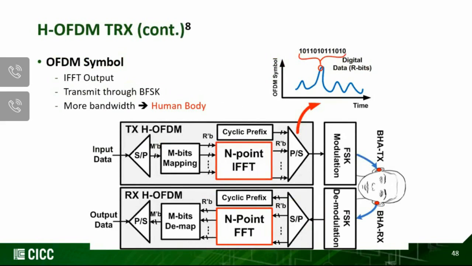The way it works in the hybrid OFDM or pseudo OFDM is, as I said, you use the baseband OFDM signal generated and then transmit it through the conventional FSK modulation. So each data bit over here has one wider bandwidth, and the human body can sustain that. On the receiver side, you're going to do the FSK demodulation and do the baseband demodulation as well to recover the data.